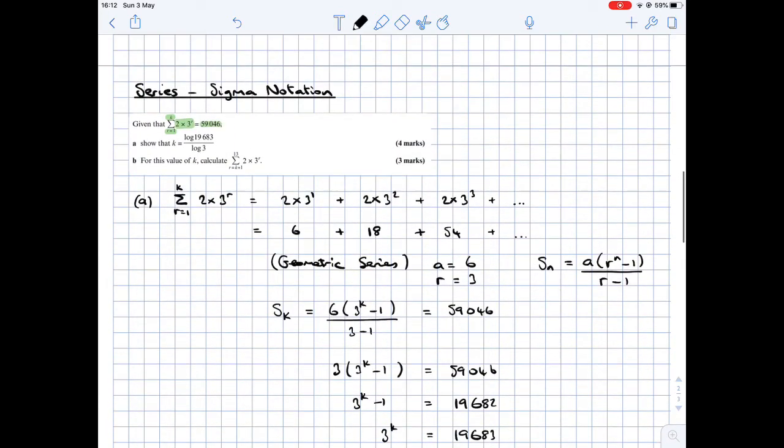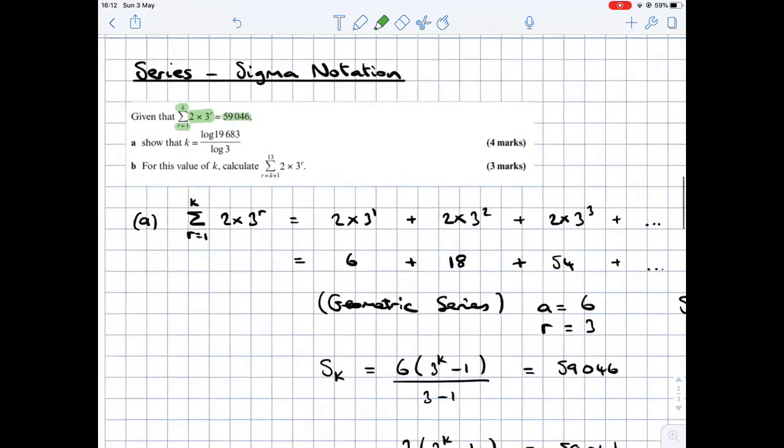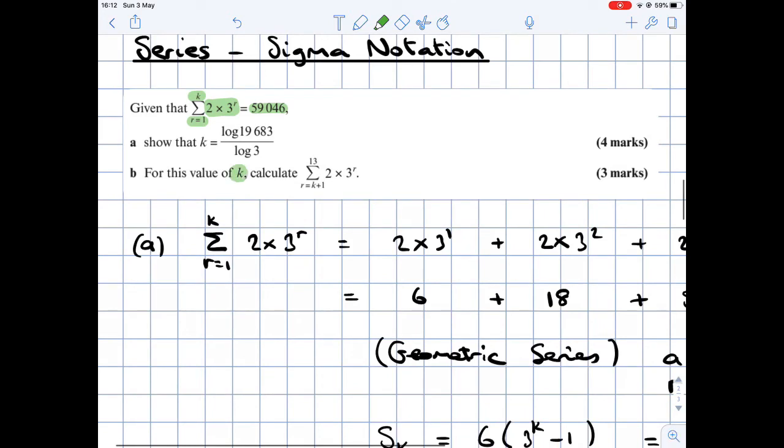In part B, we now want to find, using this value of k, well, doing this calculation, k is 9, and we want to calculate for r from k plus 1 to 13, and we're using the same rule. So just always check you're using the same rule. Okay, so let's write that down beneath.